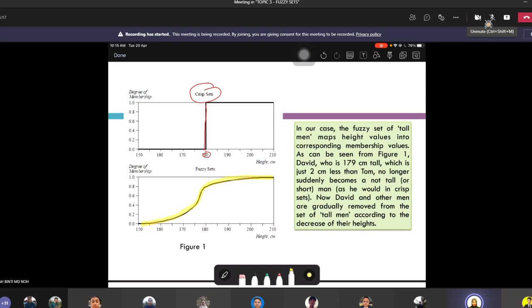Okay. So kalau you tengok dekat sini, kalau kita tengok 179, 1 cm je lagi kan. So only 179. Boundary tadi 180. Jadi why not kita kata dia pun tall juga. Kan? Dia tak jauh beza pun. So kalau guna fuzzy, kita boleh lagi describe dia as tall person, tetapi dengan some degree yang berbeza lah. Okay.